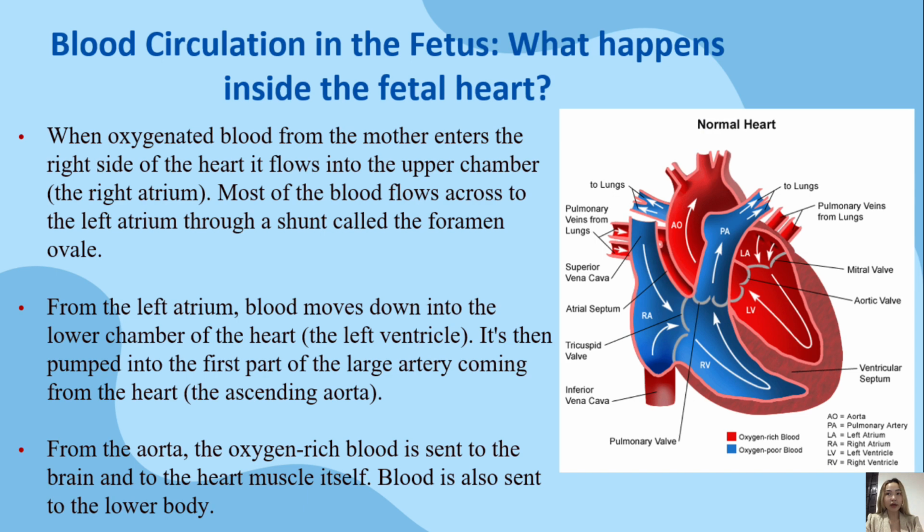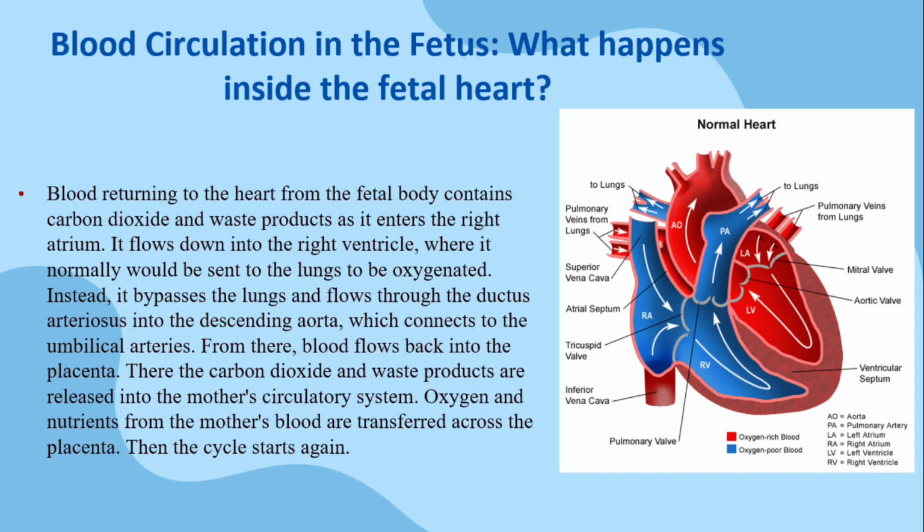From the aorta, the oxygen-rich blood is sent to the brain and to the heart muscle itself. Blood is also sent to the lower body. Blood returning to the heart from the fetal body contains carbon dioxide and waste products as it enters the right atrium. It flows down into the right ventricle, where it normally would be sent to the lungs to be oxygenated.